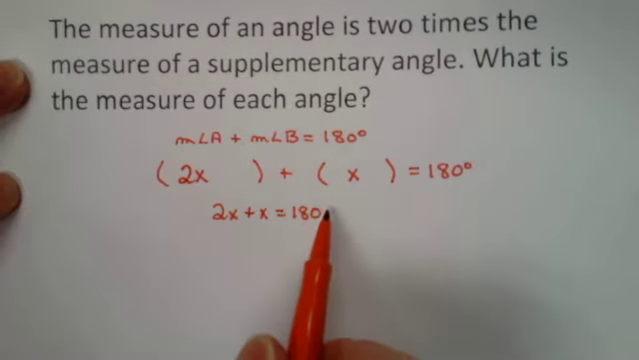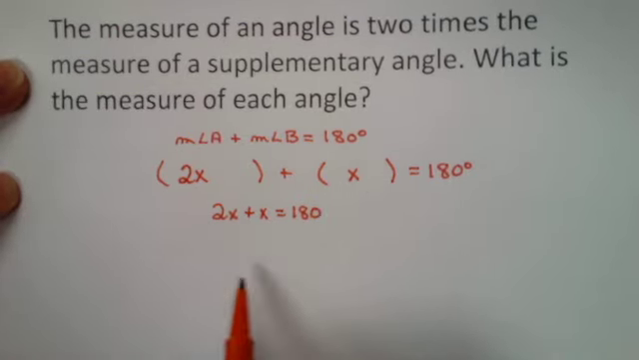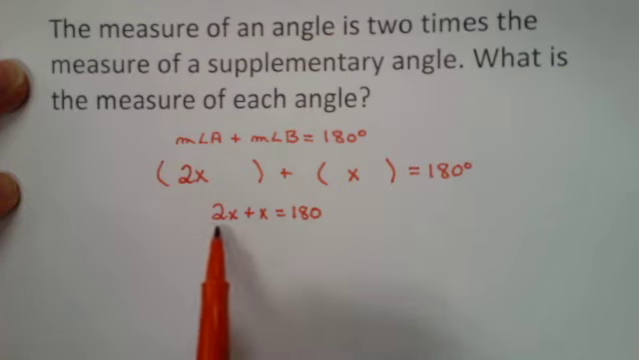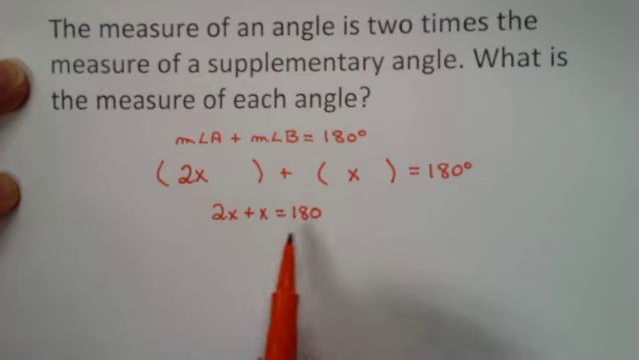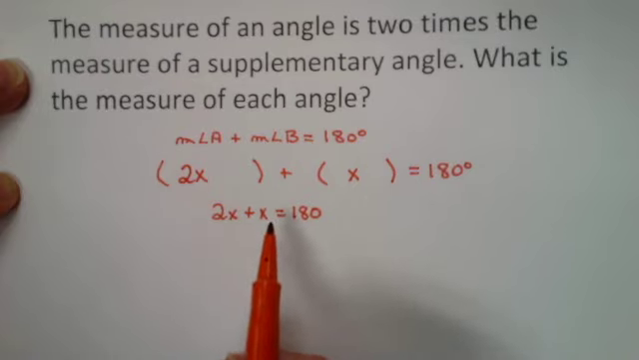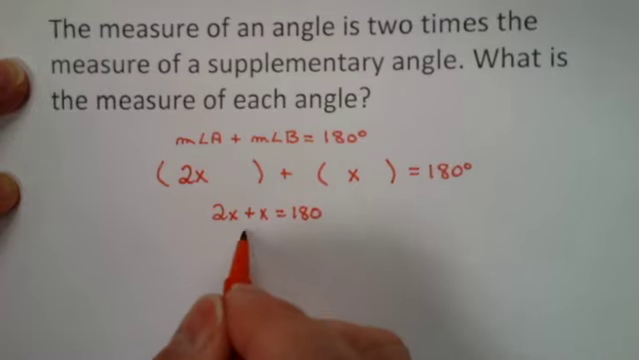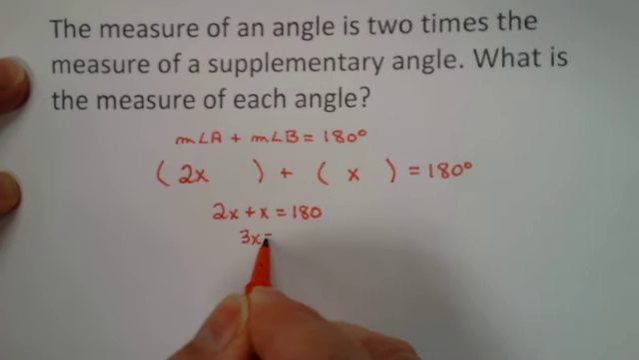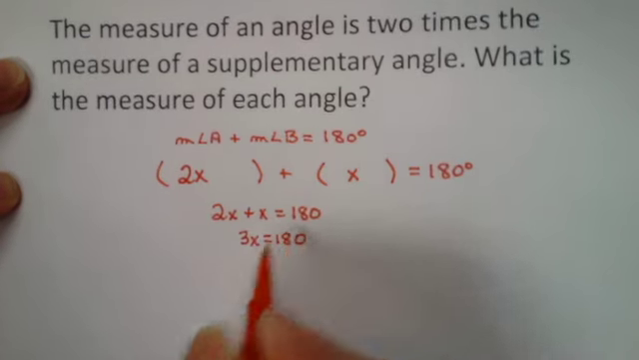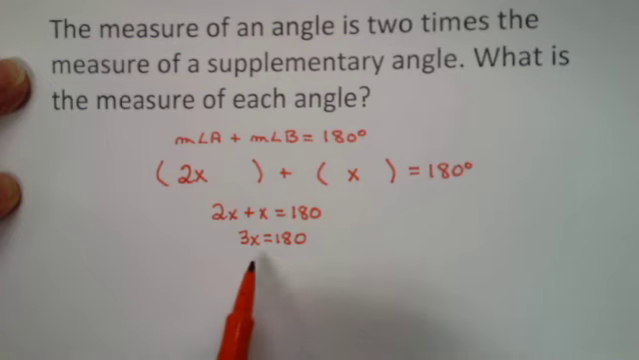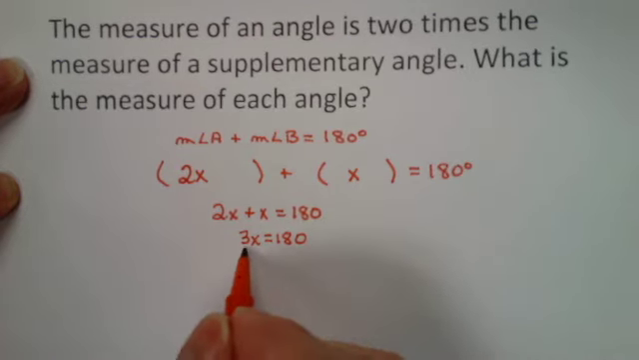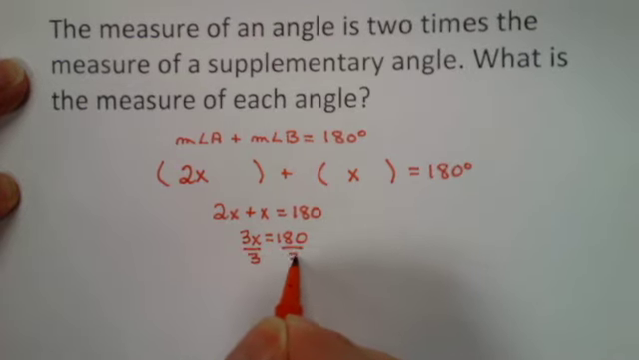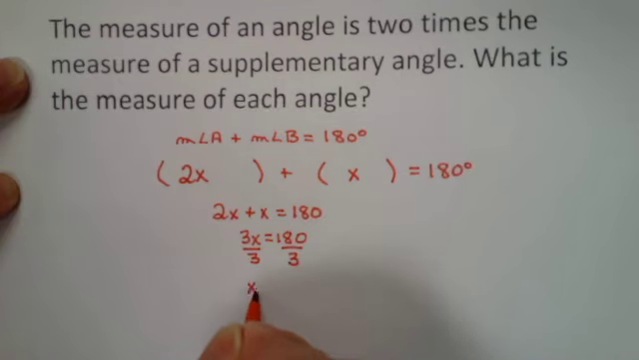Now I'm going to put the degree measure once I get finished. Right now, I'm not going to put the degree measure. I'm going to solve this algebraically and then put the degree measure at the end. I need to solve this equation. First step in solving this equation, combine like terms. 2x and x give me 3x. The opposite of multiplying by 3 is dividing by 3. So I need to divide both sides by 3. X is equal to 60.